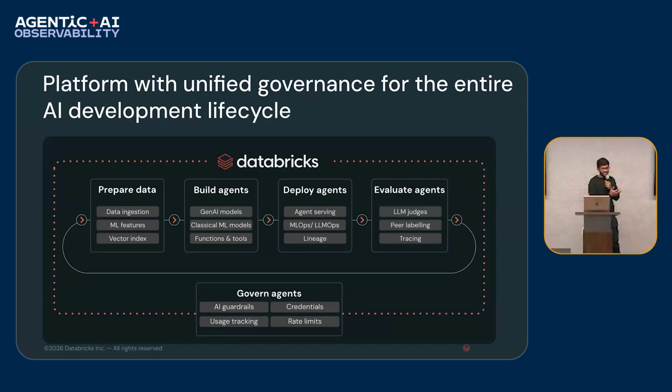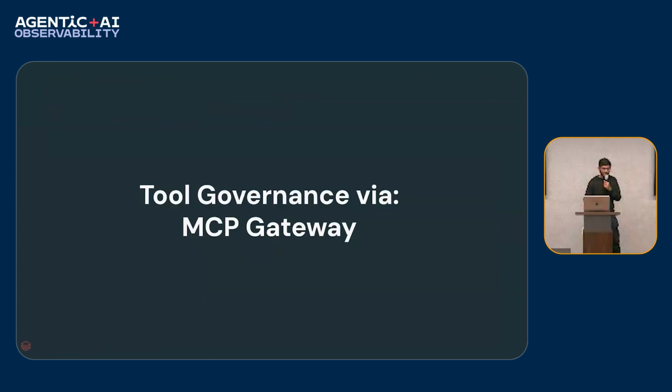And when all of these tracings are already stored in UC, you can do guardrails, credential management, rate limiting, and all of that as well. So let me dive a bit deeper into how we actually do tool governance using the MCP gateway.